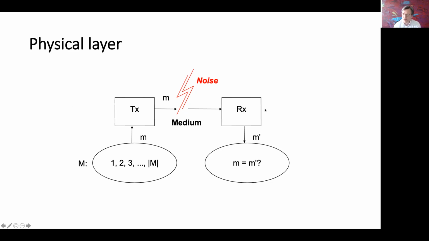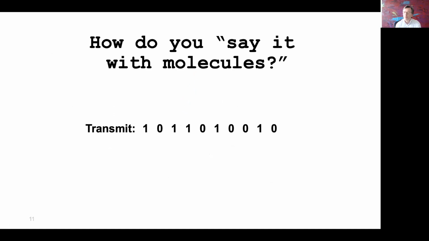So again, this is extreme basics. We're going to go into much greater mathematical detail later. But I just want to give you a quick idea of how this might work. How would you say it with molecules? How would you encode a message, a binary message, such as this? So here we have a binary vector. I've chosen it randomly, and I've just displayed it here. So the idea is we want to figure out a way to express this message using molecules. So how might we do this?